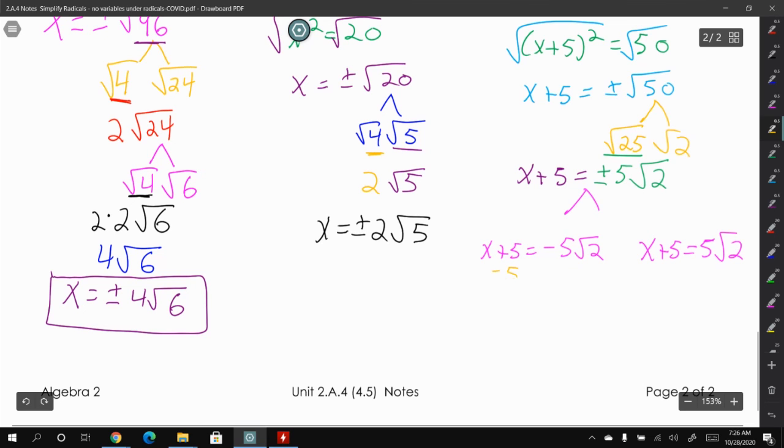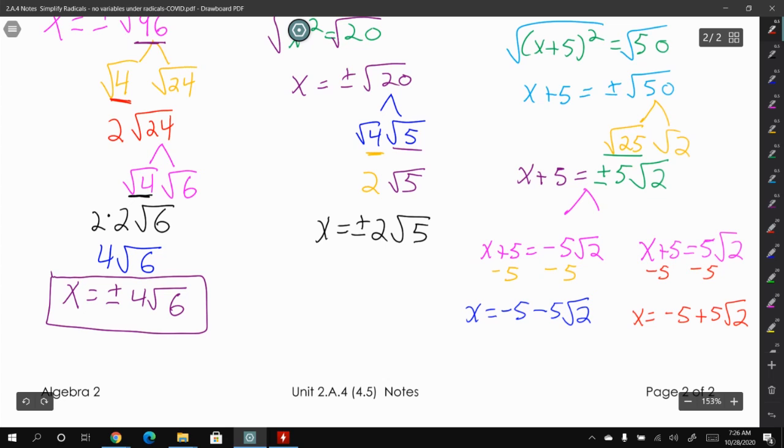In both instances, we're going to subtract 5 from both sides. Now, you cannot combine these two things. You cannot combine negative 5 times the square root of 2 minus 5. Those are two separate things. So we're not going to combine them. We're just going to leave them separate. So x will equal negative 5 minus 5 times the square root of 2. And then over here, when we subtract 5, we'll get x equals negative 5 plus 5 times the square root of 2.